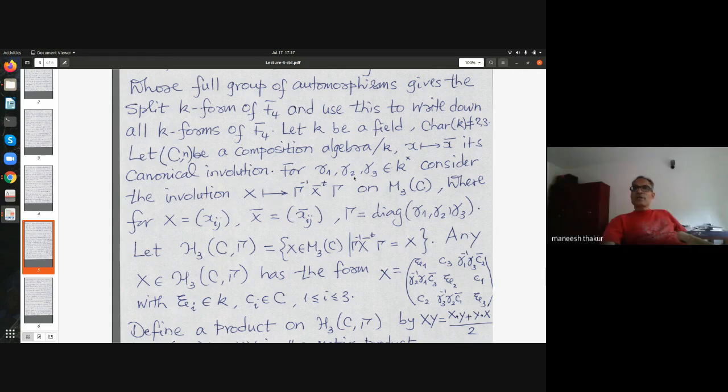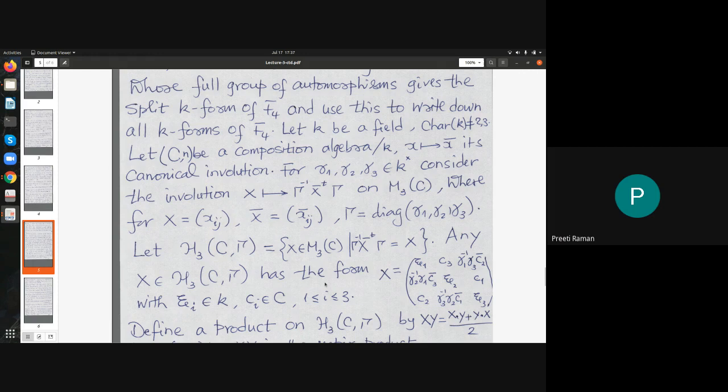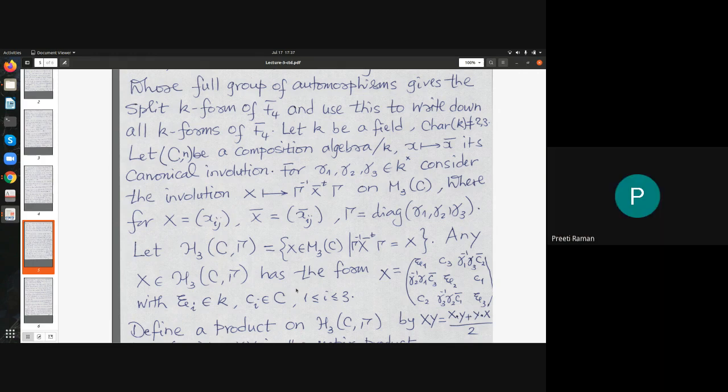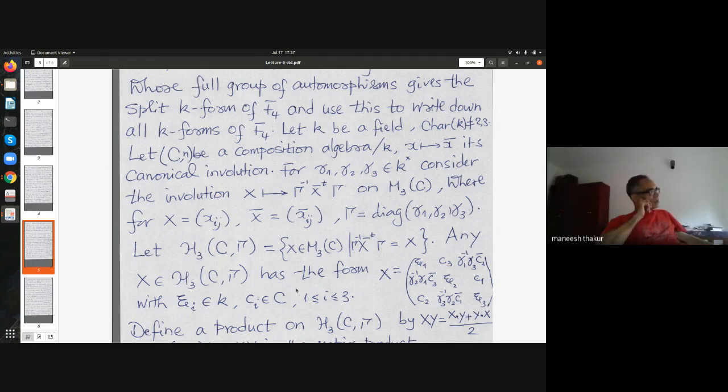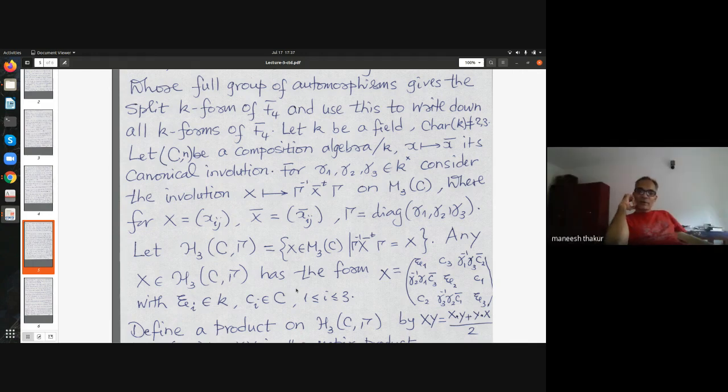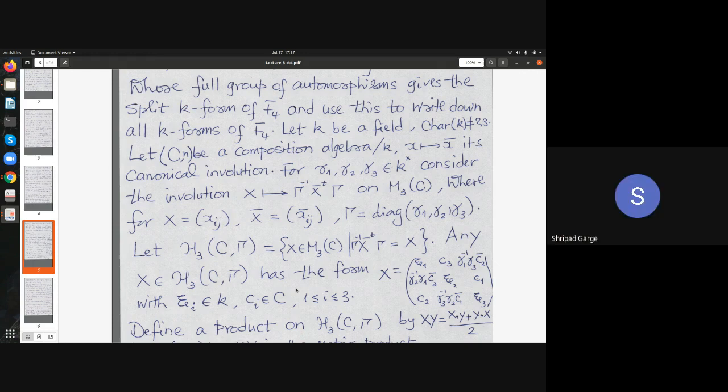So Shripal, should I unshare this? If the composition algebra splits over a field extension, then it will have a split torus, is it? Yeah, the automorphism group will be split there. Correct. So it will have a split torus over that extension. Yes, I think you can unshare.